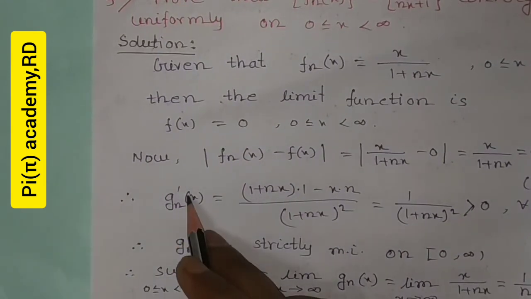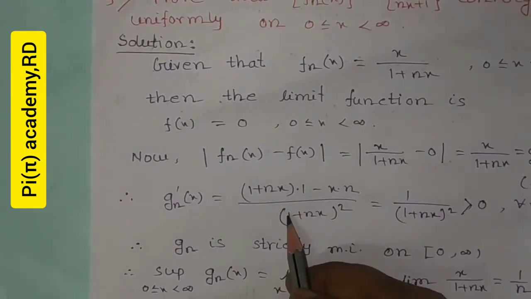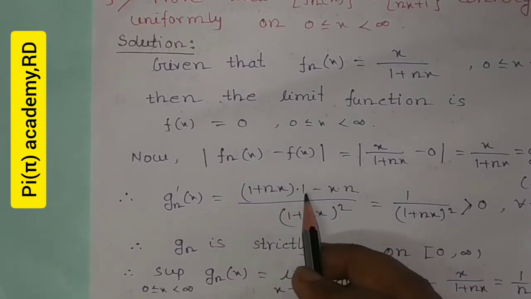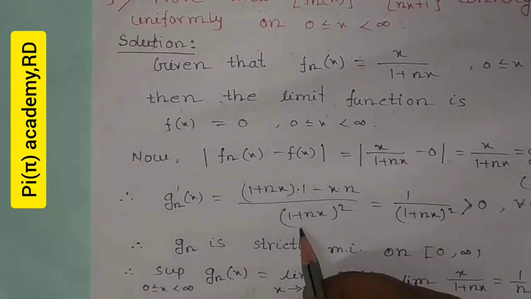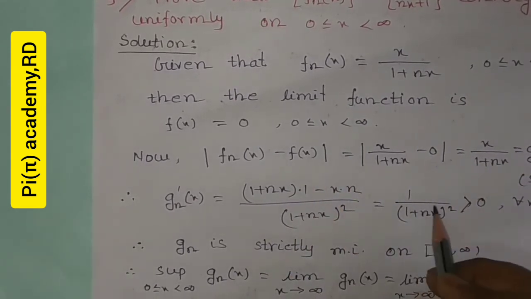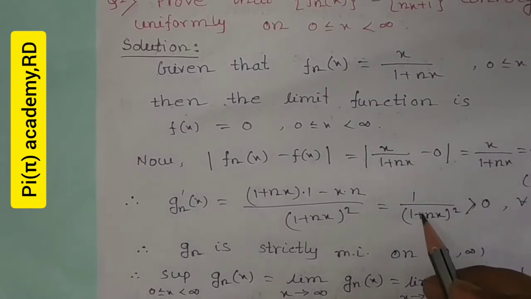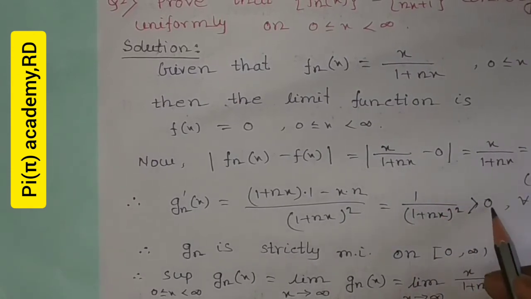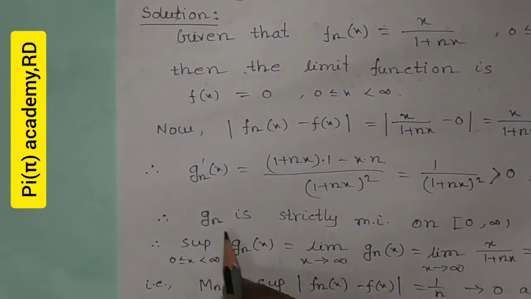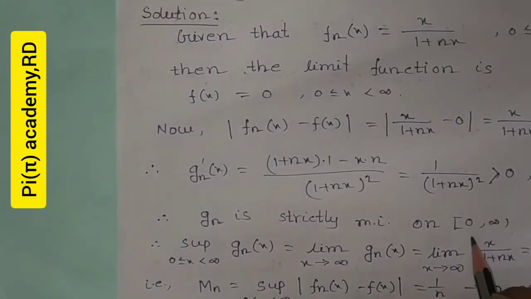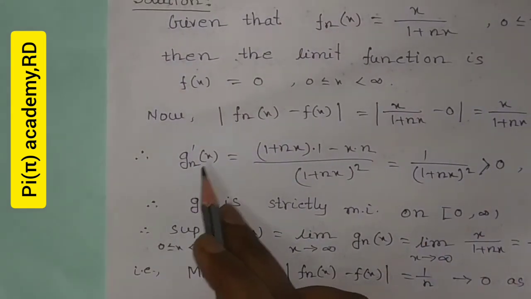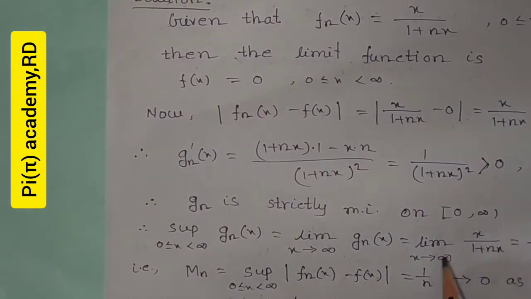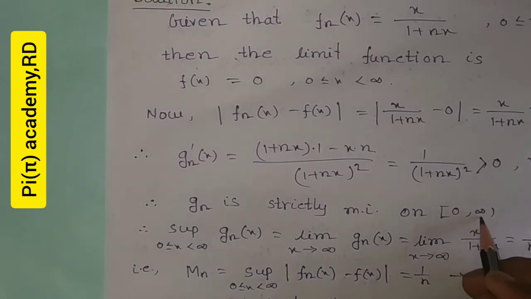Now gn dash of x, the derivative of this, is v times the derivative of u minus u times the derivative of v, divided by v squared, and this equals this. Clearly, since it is a square, it is greater than 0 for all x. Therefore gn is strictly monotonic increasing on the interval 0 to infinity, since gn dash x is greater than 0. Therefore the supremum exists when x tends to infinity.